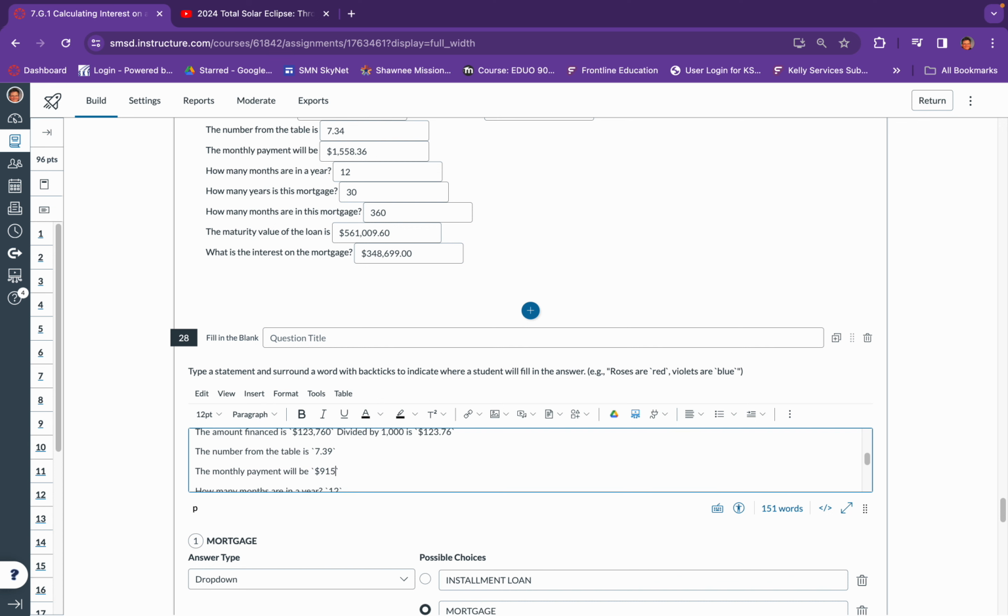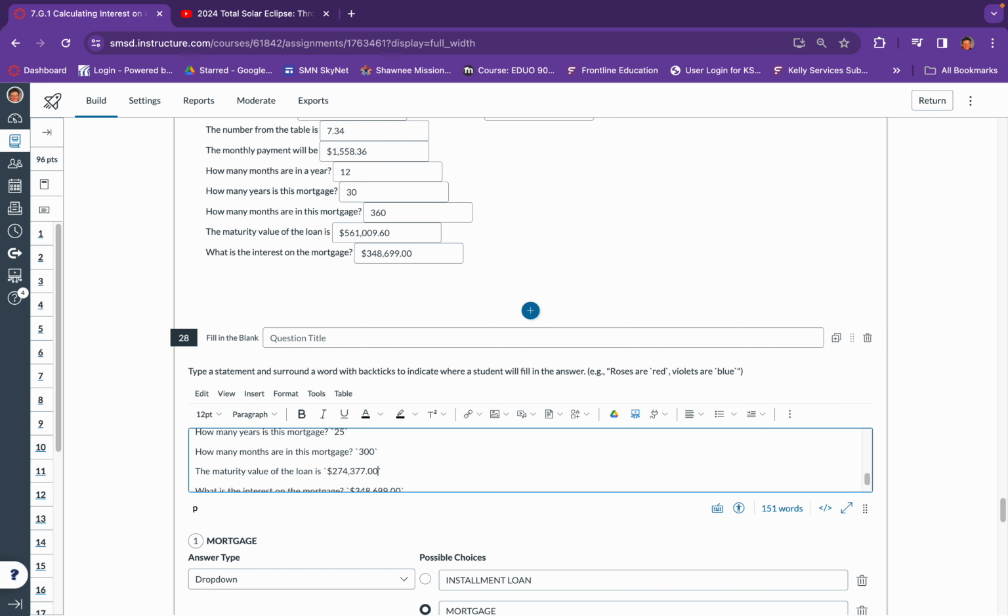which is $914.59. There's 12 months in a year. He's going to make that for 25 years, which means that he's going to make 300 payments. And that means when he has made 300 payments, he will have paid $914.59 for 300 payments. That means he will have paid back $274,377.